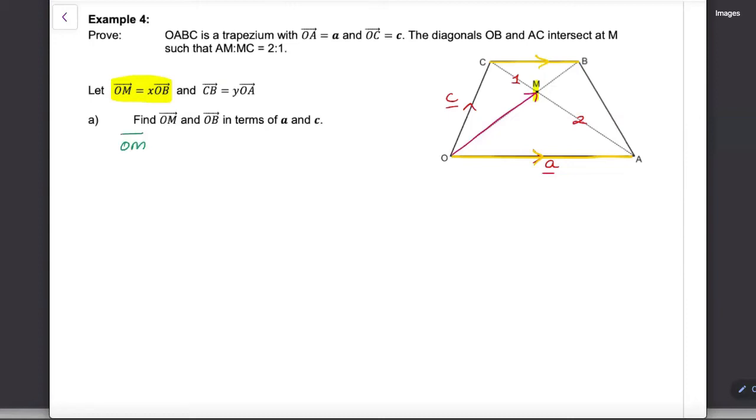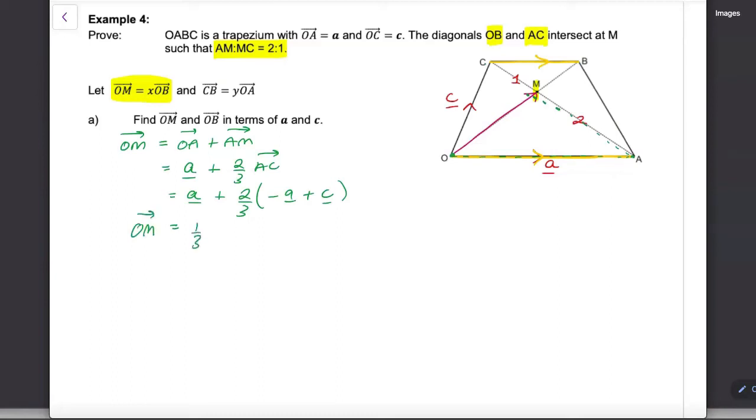So let's first define OM. OM is going to be travelling from O to M. So we're going to travel OA plus AM. Well, that's vector a plus 2/3 of AC, because as we knew before, we have that ratio between the diagonals OB and AC. So we know that that's equal to vector a plus 2/3 of AC. Travelling from A to C is going to be negative a plus vector c. So we've got a, take away 2/3 a, so that leaves 1/3 of vector a plus 2/3 of vector c. So we've defined OM.